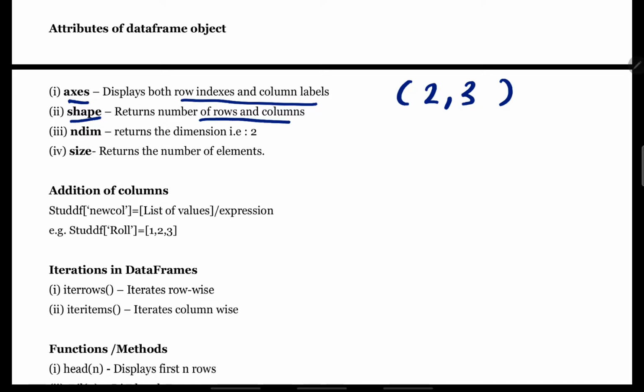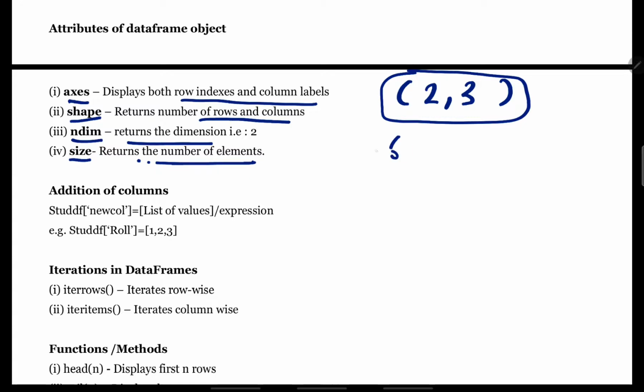Now ndim will give you the dimension, and size will again return the number of elements, just like in series, where size gave you the number of elements. Here also you'll get the number of elements. In order to find the size, you just have to multiply the number of rows by the number of columns. Suppose there are 2 rows and 3 columns, then my size will be 3 2s are 6.